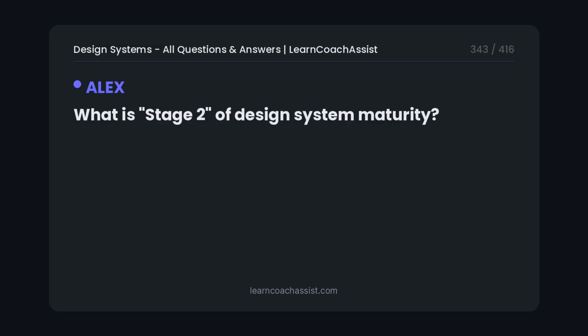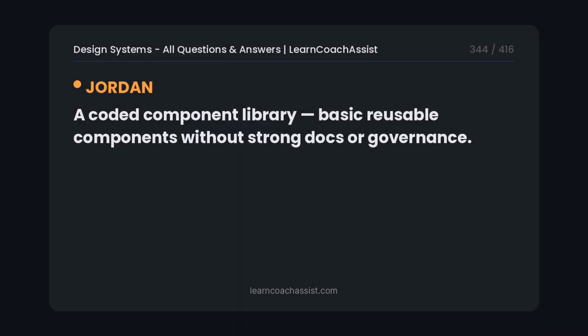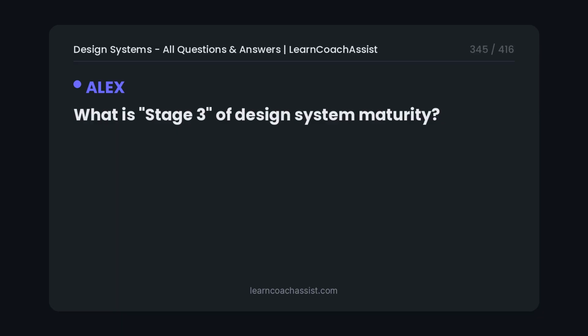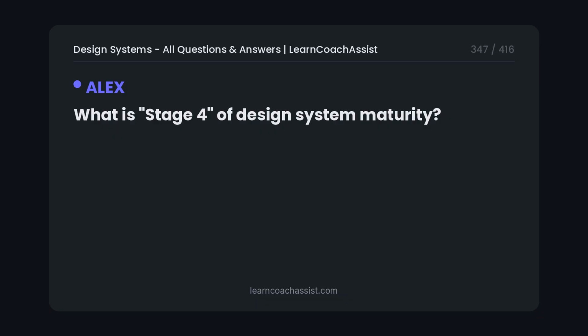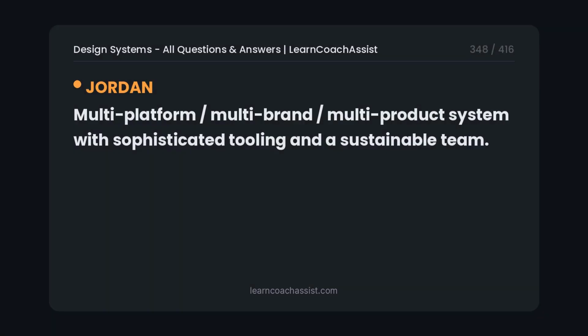What is stage 2 of design system maturity? A coded component library, basic reusable components without strong docs or governance. What is stage 3 of design system maturity? Full design system, tokens, components, patterns, accessibility, governance, contribution model. What is stage 4 of design system maturity? Multi-platform, multi-brand, multi-product system with sophisticated tooling and a sustainable team.